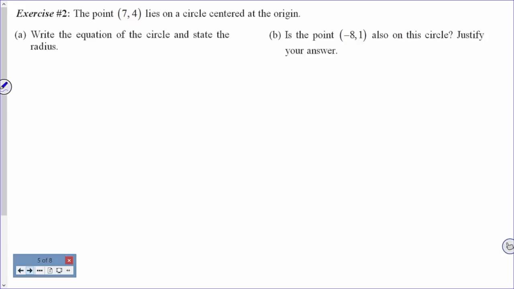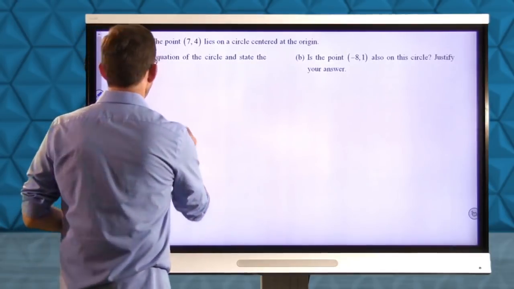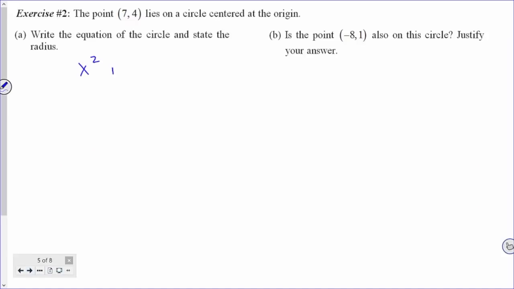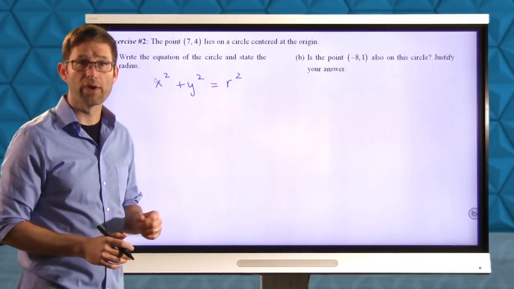The point 7, 4 lies on a circle centered at the origin. Write the equation of the circle and state its radius. All right, well, since the circle is centered at the origin, it's going to have a general equation of x squared plus y squared is equal to r squared. Okay, every circle centered at the origin has this general equation.